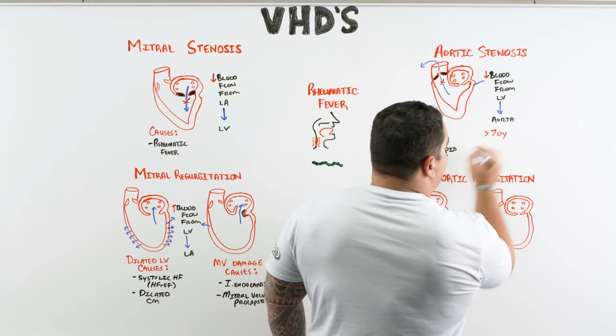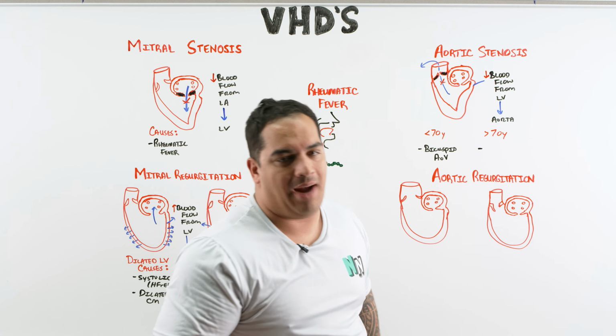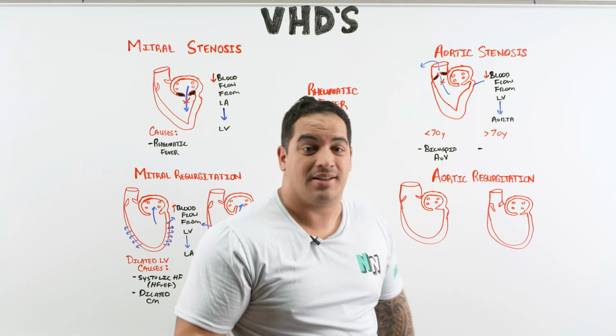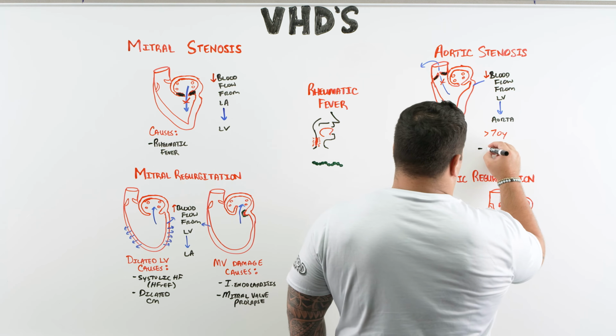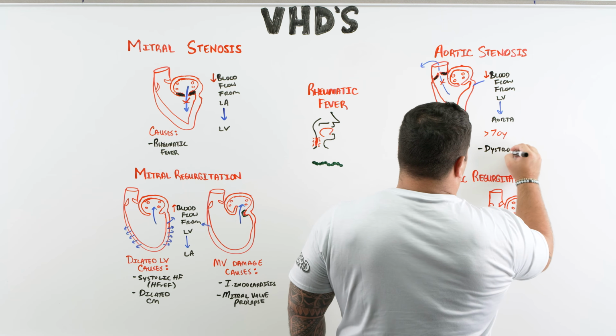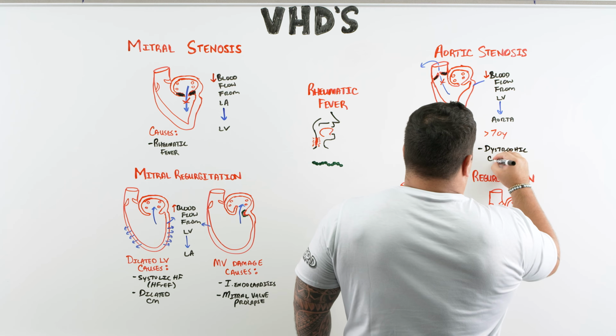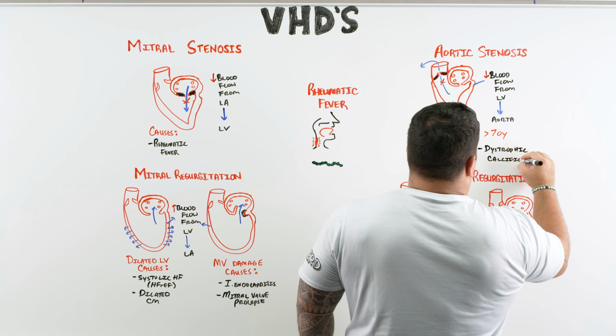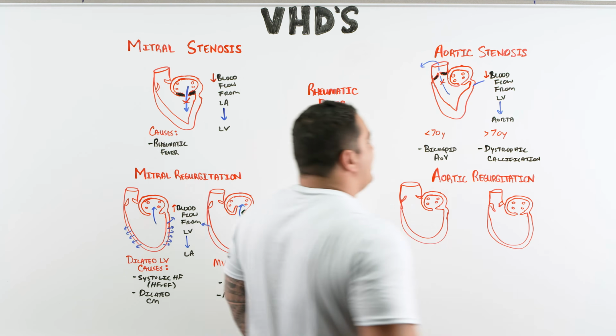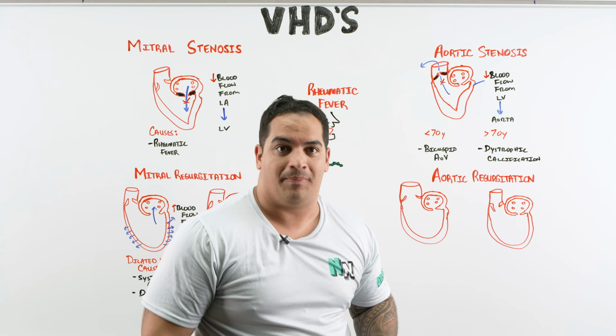For those greater than 70, it's just calcification over time. This happens to be probably one of the most common causes. It's just dystrophic calcification. So we call this dystrophic calcification. And this is just wear and tear on the valve over time. And that is generally the problem for this disorder.